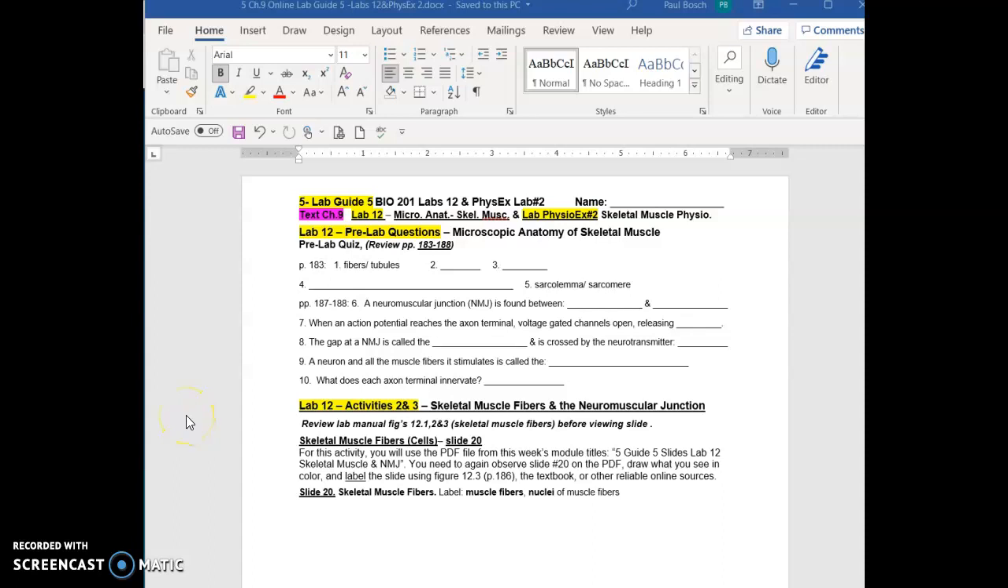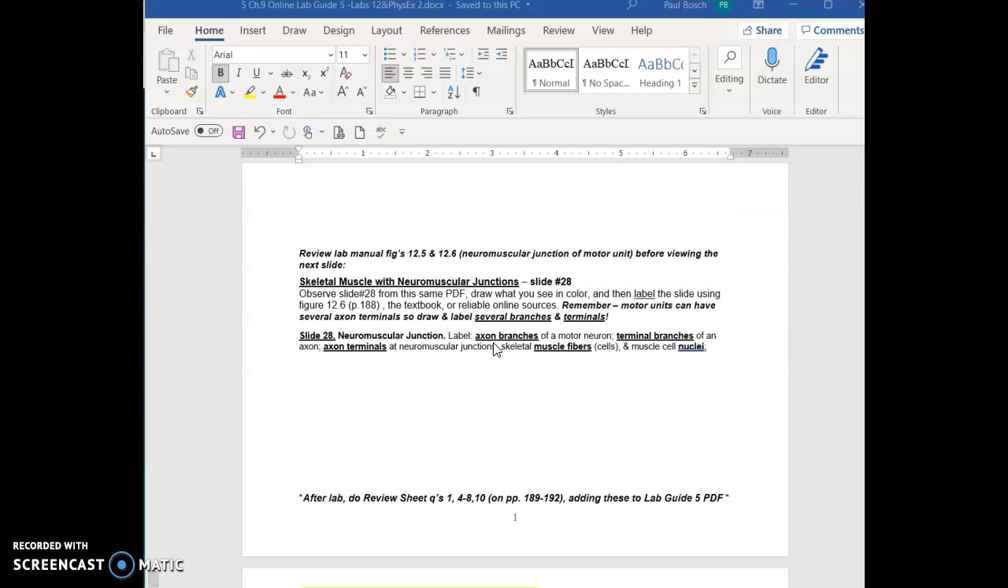Hi, this is Dr. Bosch, and I've been getting some of the PhysioEx #2 labs in, and some people are having a little trouble determining latent period. So I thought I'd just start from the beginning on that PhysioEx lab because it is your first one of the semester. There will be many this semester, and if you go on to 202, quite a few extra lab PhysioExs. So this is for Lab Guide 5, and it starts out with Lab 12.